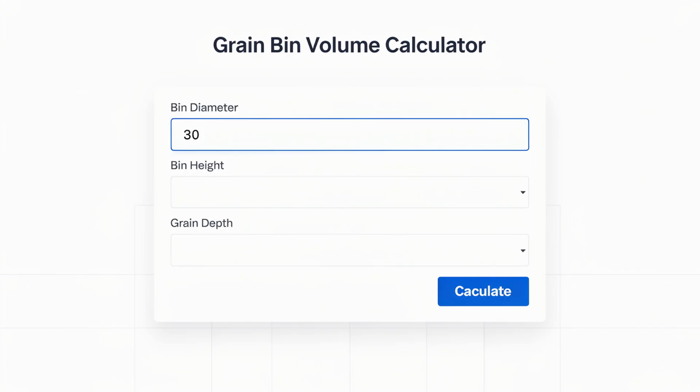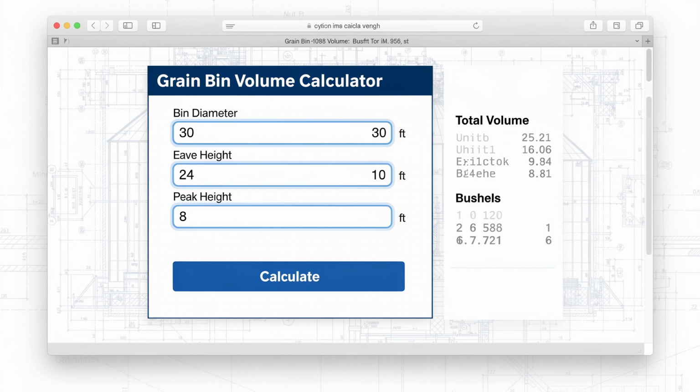For this demonstration, I'll enter a bin diameter of 30 feet, representing a typical mid-sized grain storage bin. The eave height is 24 feet, which gives us substantial vertical storage space. The peak height is 8 feet, creating that characteristic conical top section.